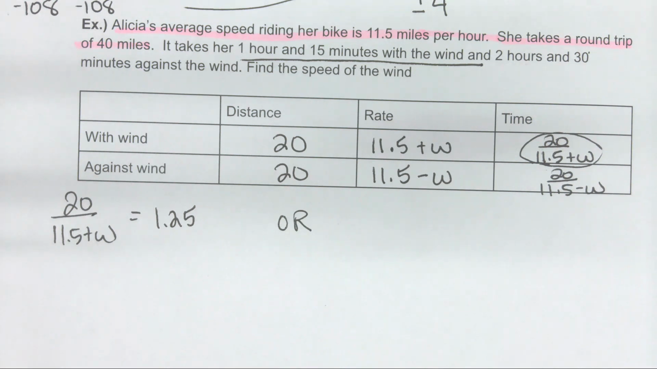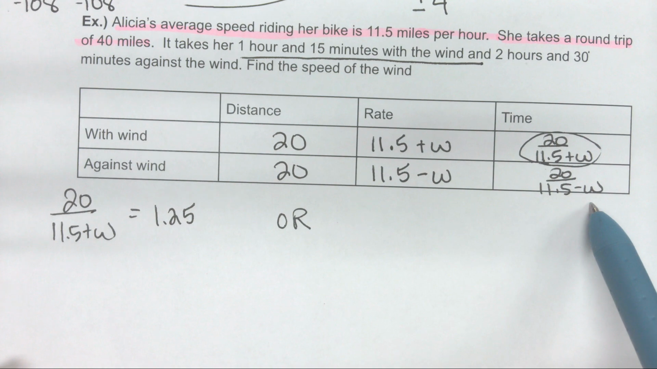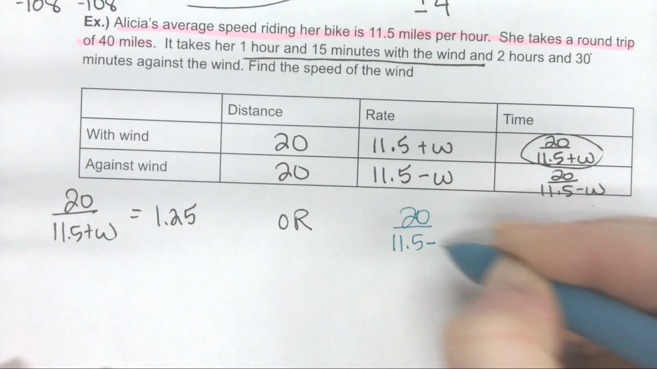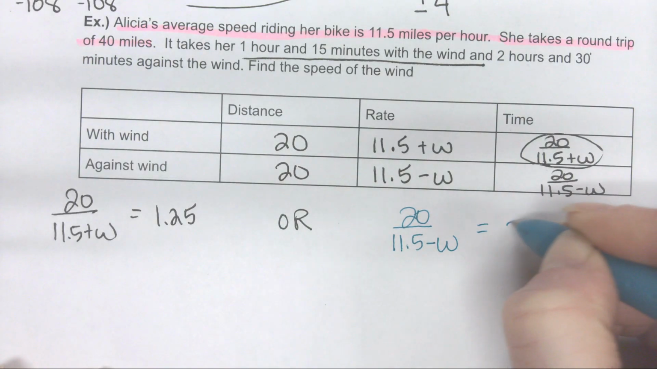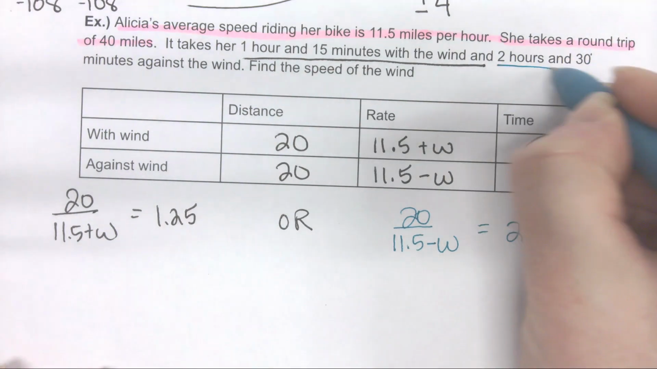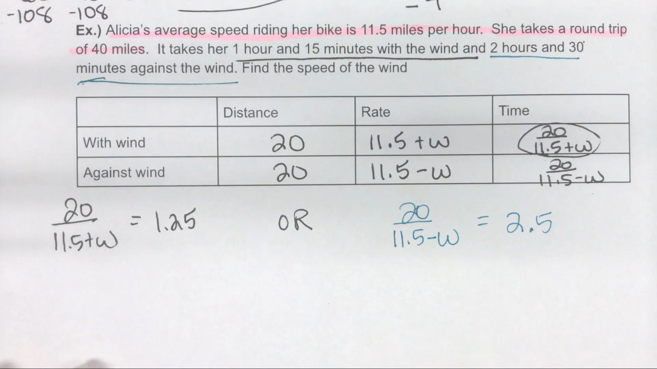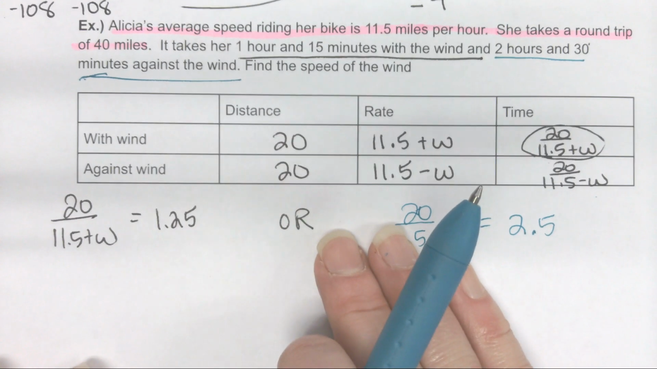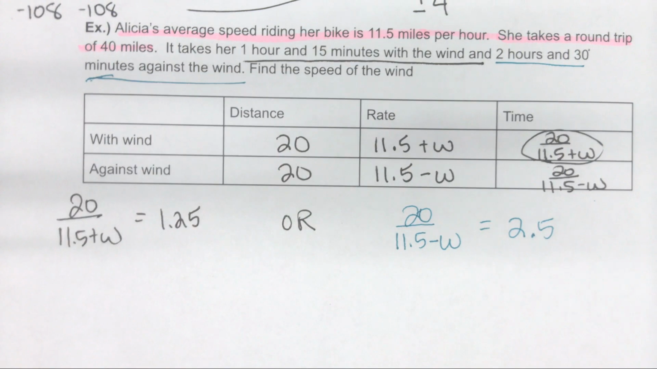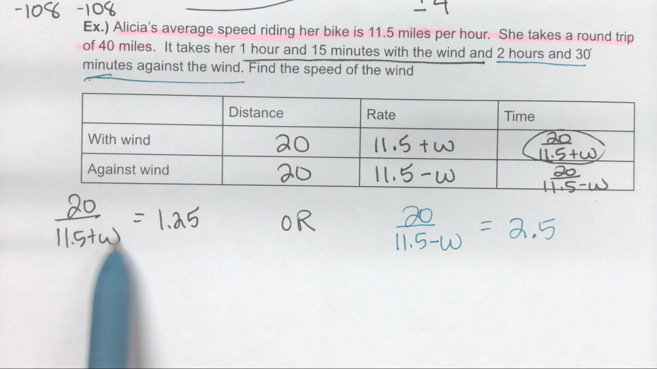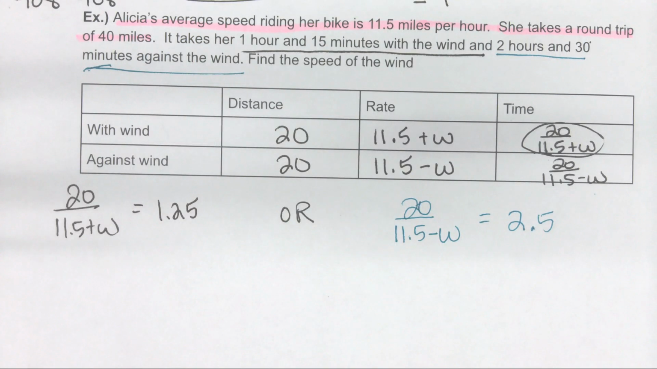Over 11.5 minus W. Jacob says 20 over 11.5 minus W equals 2.5 because he saw that the trip against the wind took 2 hours and 30 minutes. You could solve this one by multiplying by 11.5 minus W on both sides. Both of these would give you the same answer for W. Okay? If you wanted to, you could add them together and add the total time together too. That would be the hardest one. You don't need to do that. Okay? I'm not going to do the solving piece. I know you guys can do that.